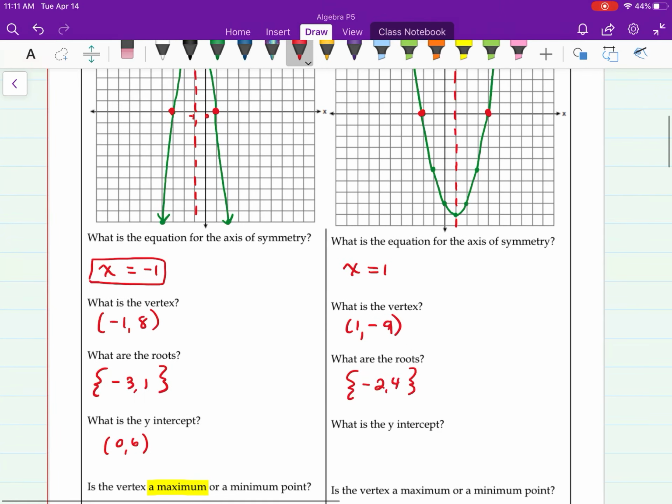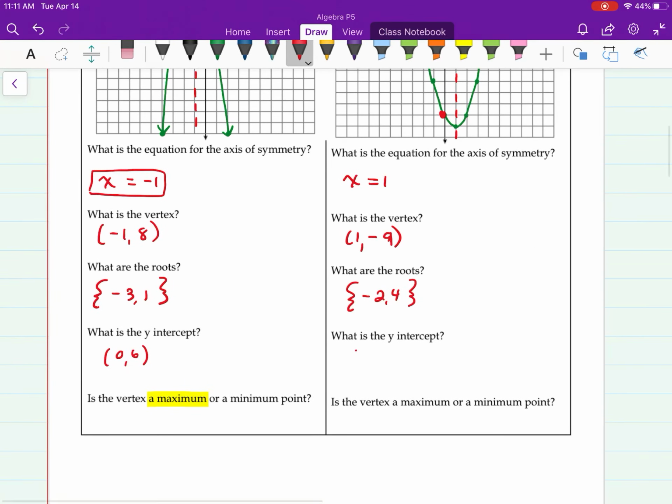The y-intercept is that point there. 1, 2, 3, 4, 5, 6, 7. It's at -8. So that would be the coordinate 0, -8. And since this vertex is at the bottom of the curve, we say that that is a minimum point.